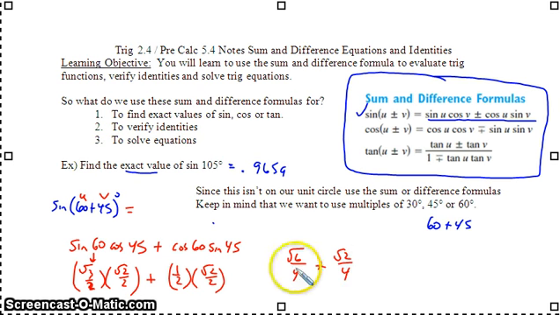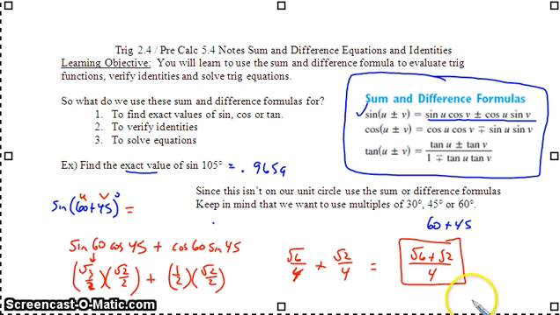I can add those together because they both have a denominator of 4, which gives square root of 6 plus square root of 2 over 4. That's my answer. If you're not sure you're right, get out your calculator and plug this in. Type in the square root of 6 plus the square root of 2, then divide that by 4, and you should get the same exact decimal, 0.9659, that we got earlier when we just typed the sine of 105 in.